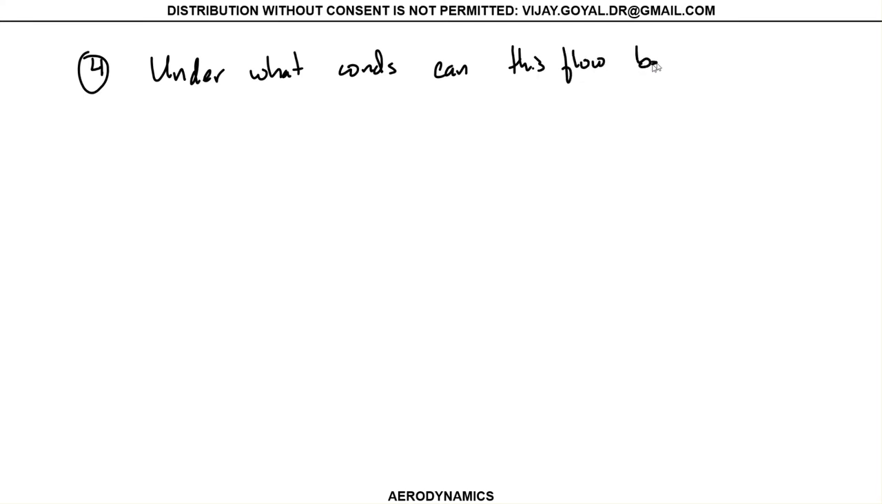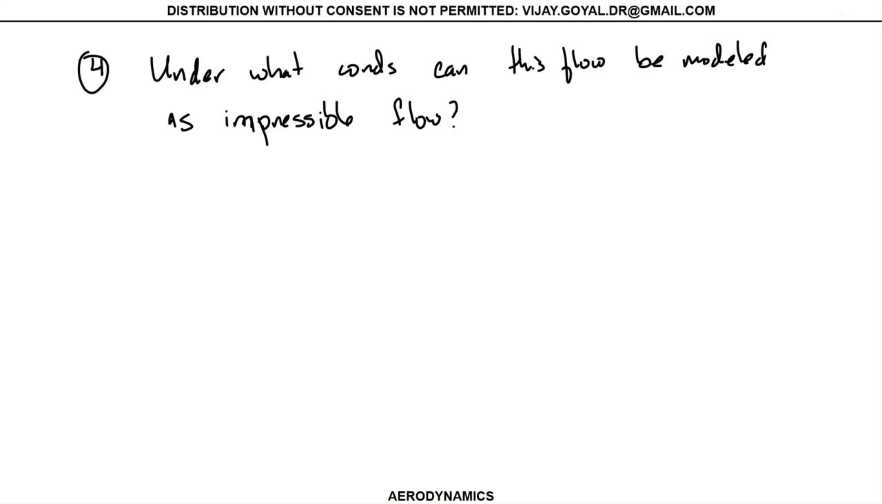Now, let's suppose that you asked another question. The question is, under what conditions can this flow be modeled as incompressible? Incompressible flow. Under what conditions can we do that?